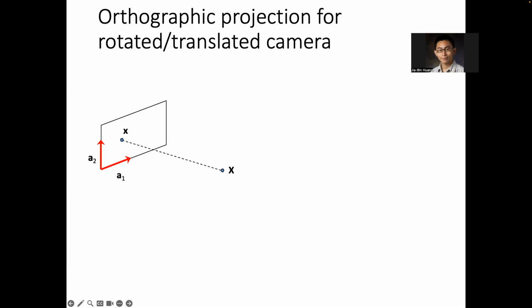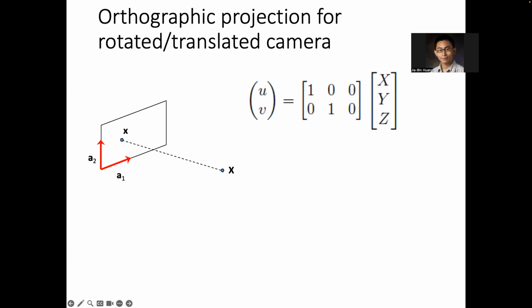And imagine that if this X is described in this coordinate system, in the camera coordinate system, the projection here is super simple, right? The projection is just, I just ignore Z. I don't care about Z. I just take the X and the Y. Okay, that's the projection model of the orthographic projection.